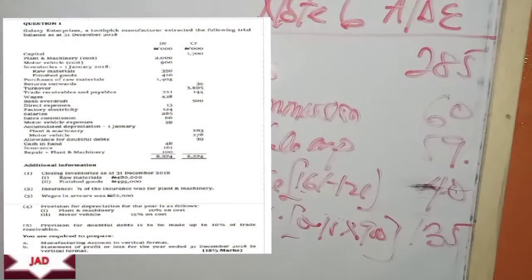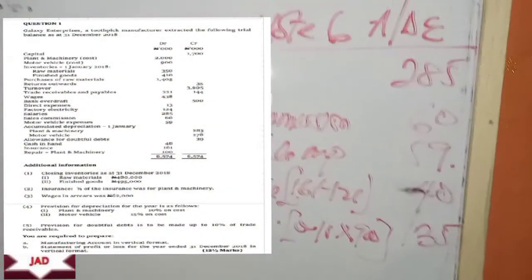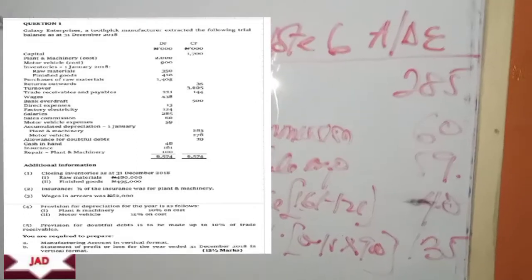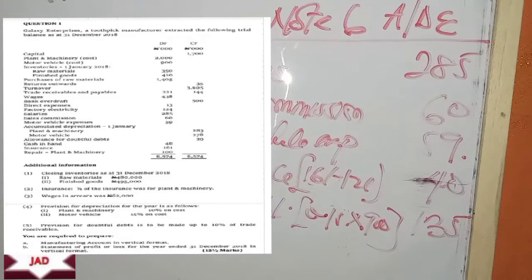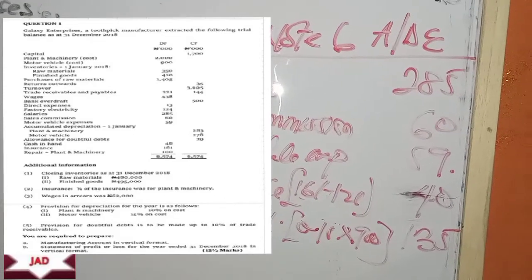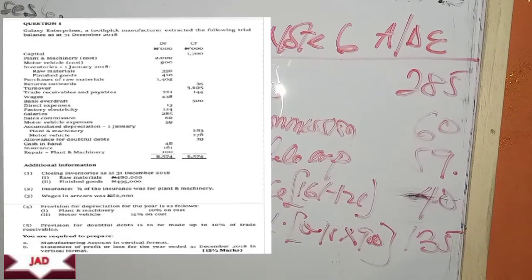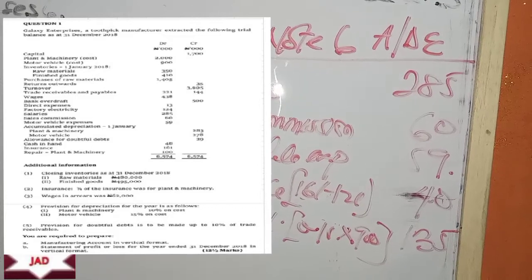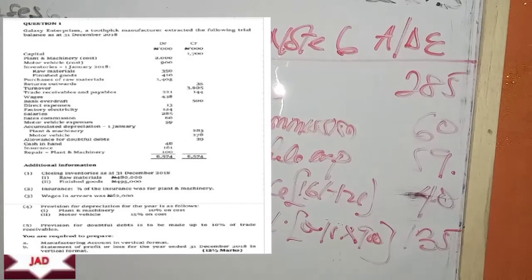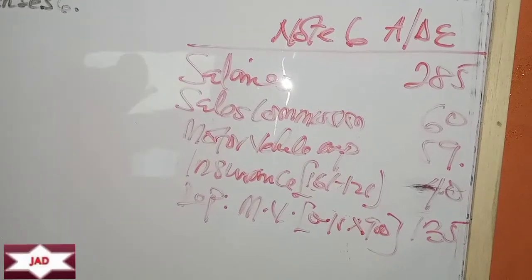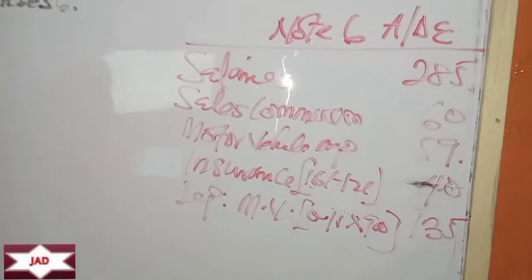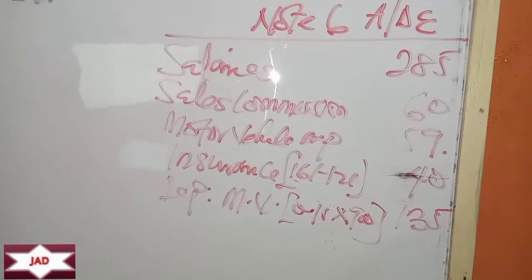So is there any other expense that we have not treated? We've done wages, we've done insurance, cash in hand is an asset item, that's balance sheet. Allowance, we've done that. Motor vehicle expenses, commission, salaries, we've done all that. Okay, so that's it. So what's your total expense here?